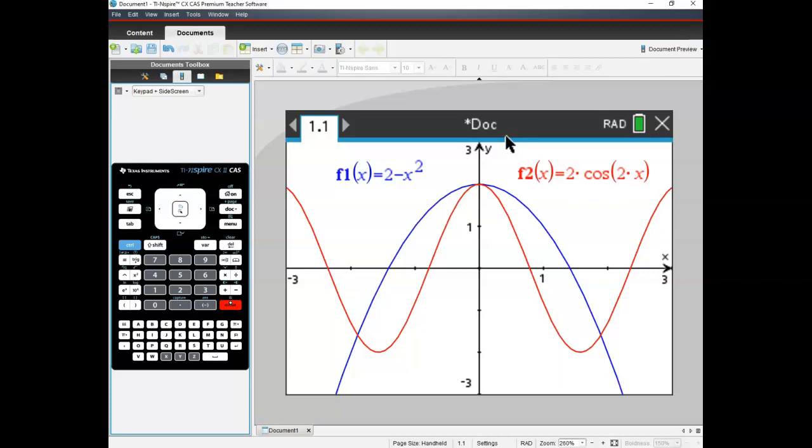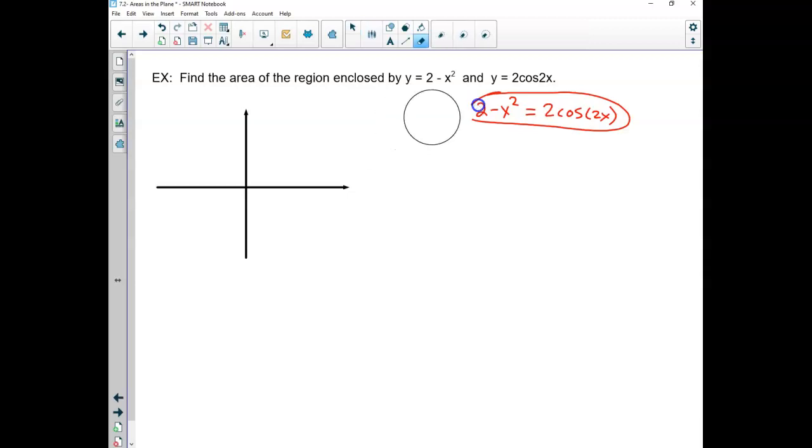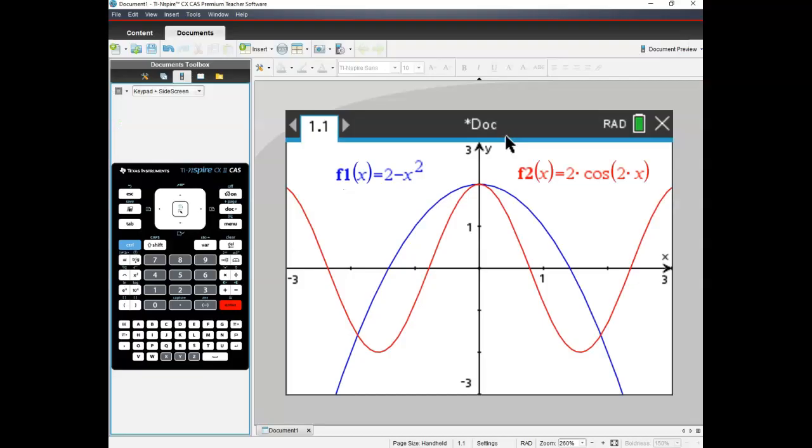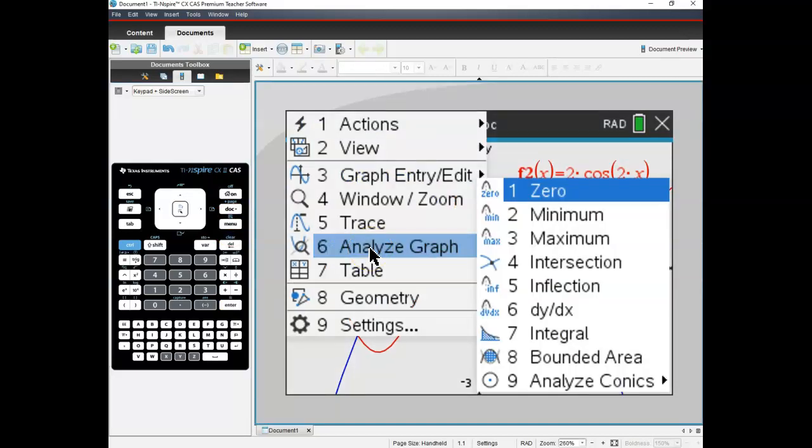And if you can picture in your mind to find these limits of integration, it's going to be another one of those no thank yous, because we're going to be looking, when is 2 minus x squared equal to 2 cosine 2x, and it's really no thank you to find that, so that's why we're graphing this in our calculator. And I'm going to have the calculator find my limits of integration, and there's a fast, easy, short way to do this. Because see, there's actually 3 intersection points here, and I could do this 3 different ways by going menu, analyze graph, and do intersection, but I'm kind of lazy.